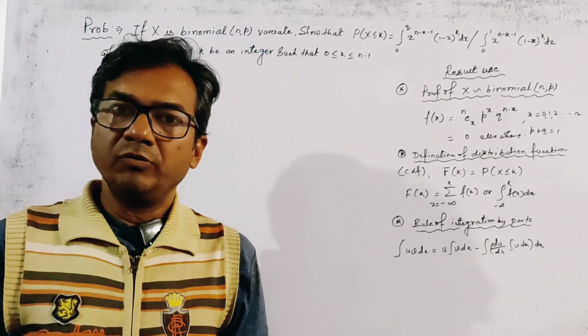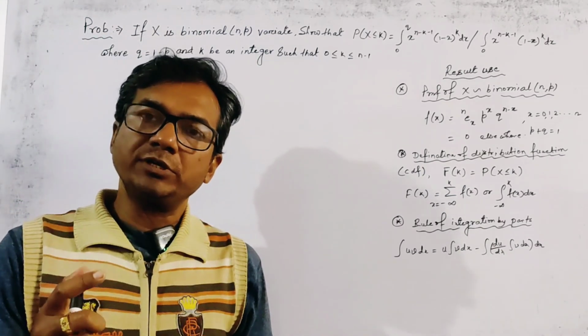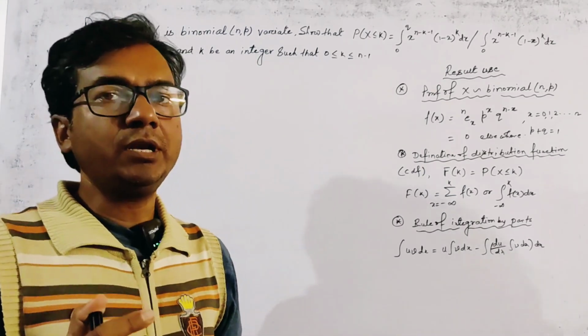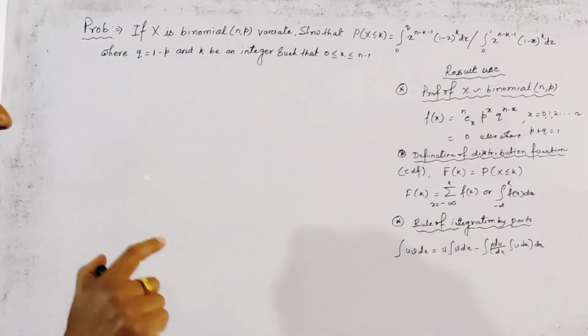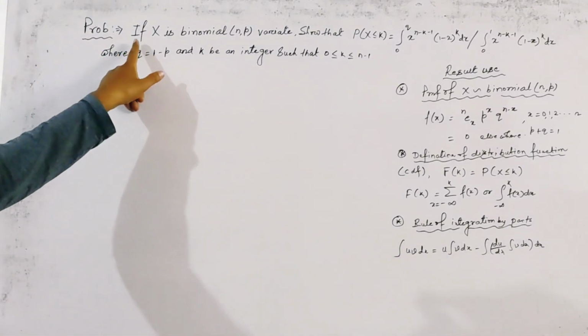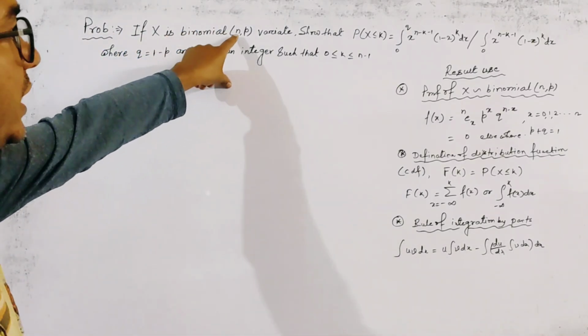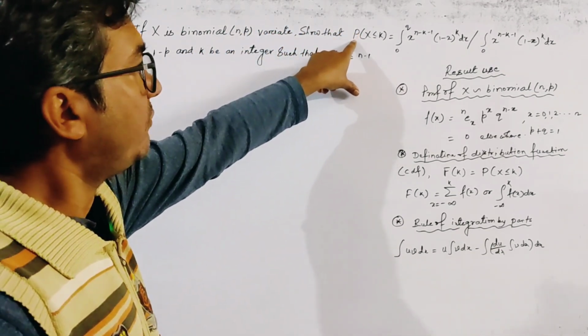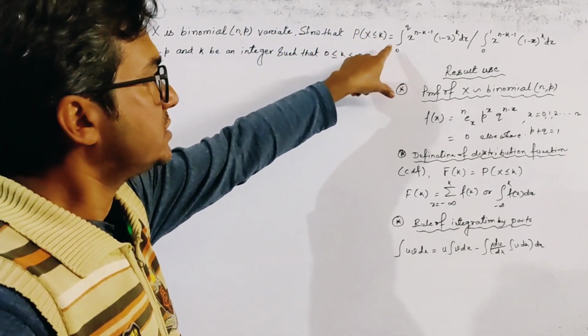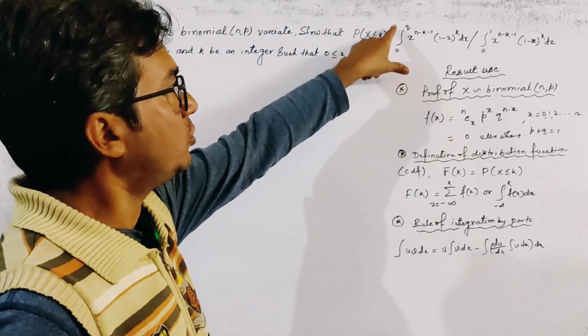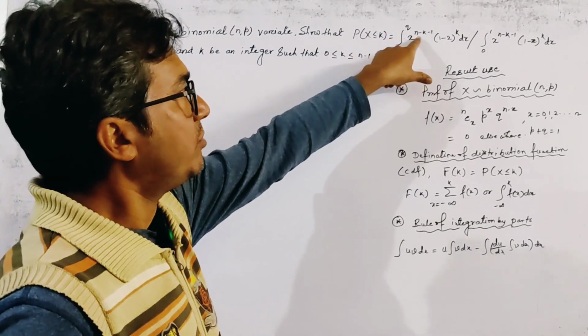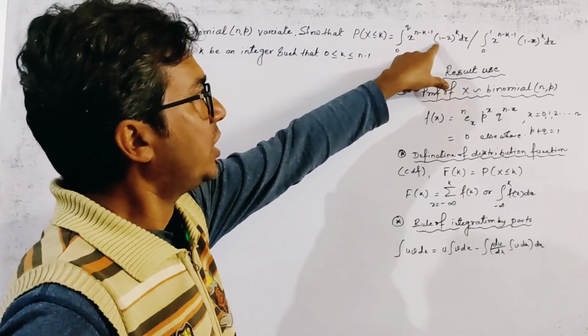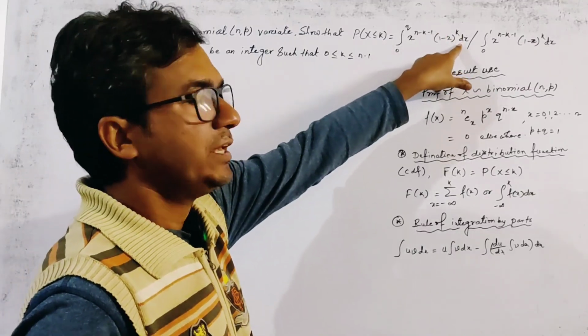Today's problem is from probability distribution of one-dimensional random variable. And the problem is, if capital X is a binomial (n, p) variate, then P of X less than or equal to k is given by the integration from 0 to q of x to the power n minus k minus 1 into (1 minus x) to the power k dx.